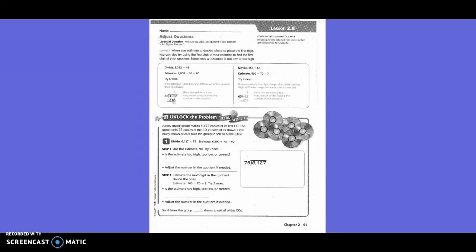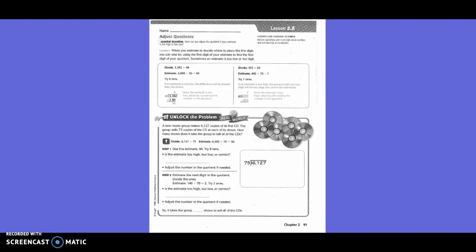Fifth grade, chapter 2, lesson 8, adjust quotients. Connect. When you estimate to decide where to place the first digit, you can also try using the first digit of your estimate to find the first digit of your quotient. Sometimes an estimate is too low or too high.